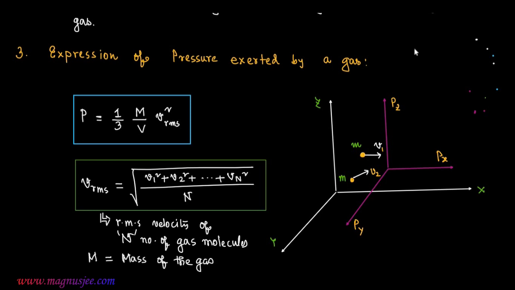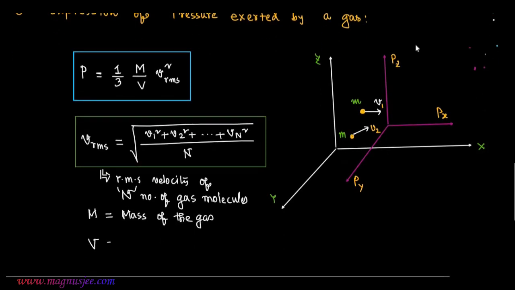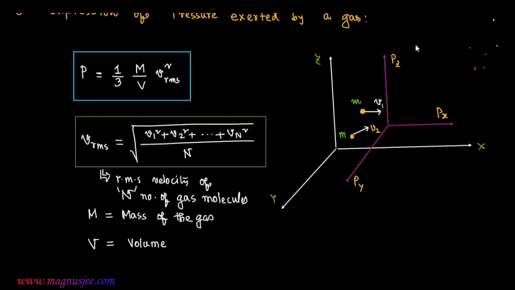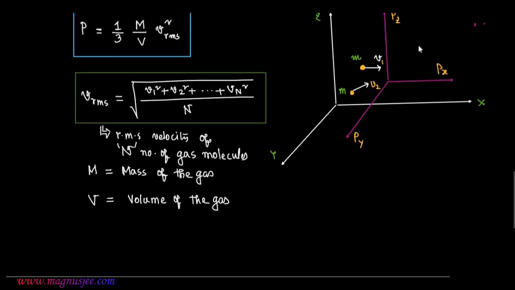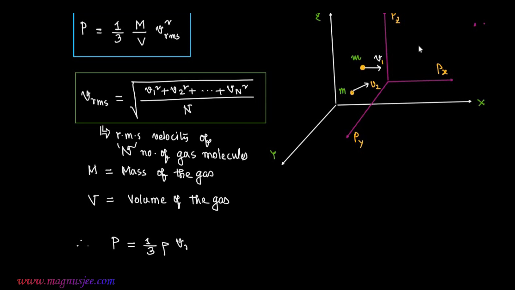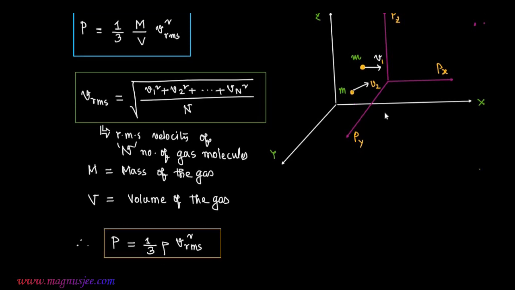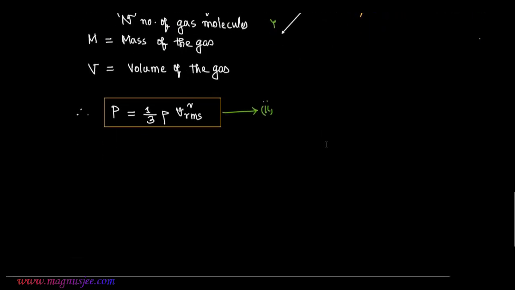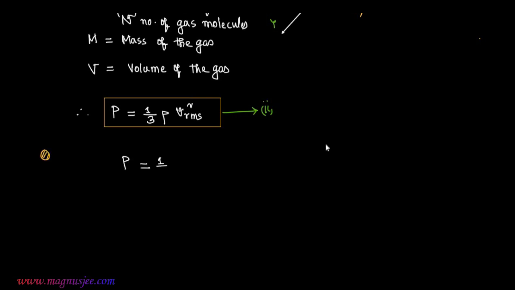Capital M is the total mass of the gas, and V is the volume of the gas, or volume of the gas container. Therefore, the pressure exerted by the gas is P equals 1/3 rho Vrms square, where rho is the density of the gas.